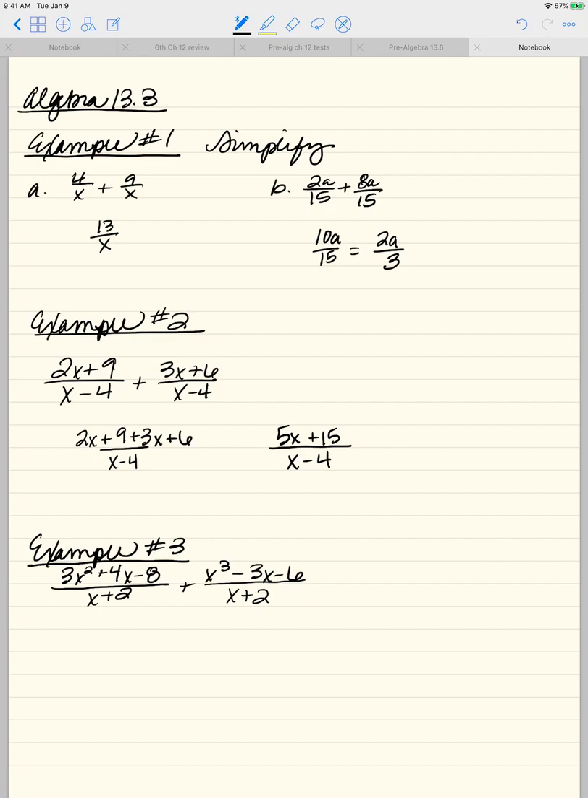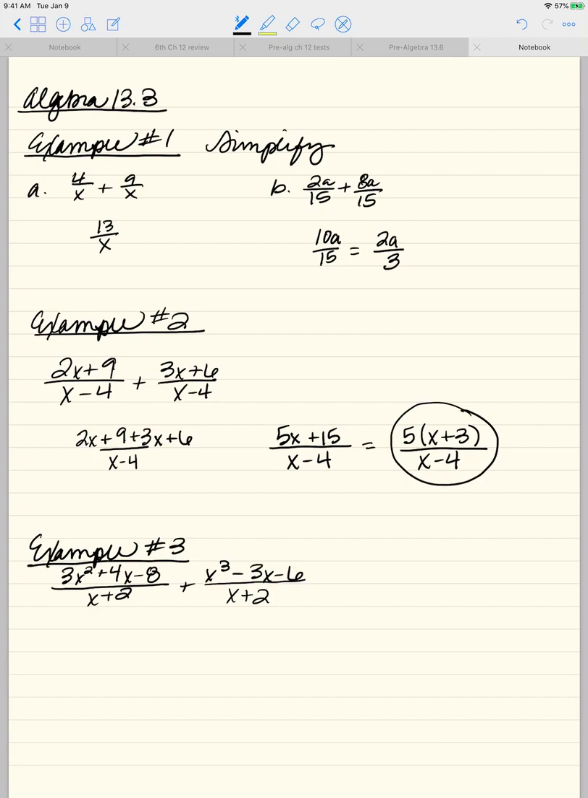Okay, now this we want to factor. We want to factor just to make sure that we can't simplify this at all. All right, so factor the numerator. 5x and 15, both 5 and 15 are divisible by 5. So I'm going to factor out the 5, leaving you with x plus 3 over x minus 4. That shows me there's nothing that I can cancel, so this is as simple as this gets.